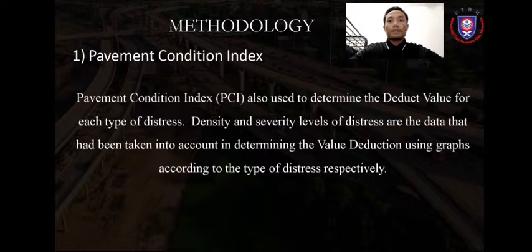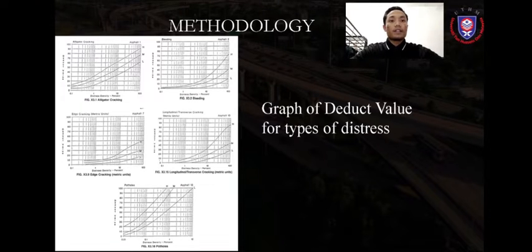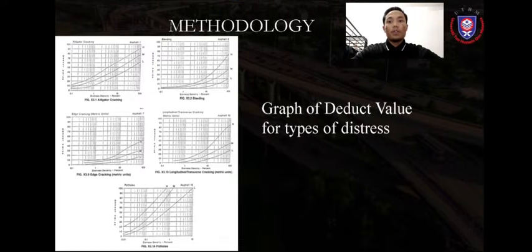The pavement condition index PCI is also used to determine the deduct value for each type of distress. Density and severity level of distress are the data taken into account in determining the deduct value using the graph according to the type of distress respectively. This is an example of a graph of deduct value for type of distress, for example alligator cracking, bleeding, edge cracking, longitudinal, and pothole.